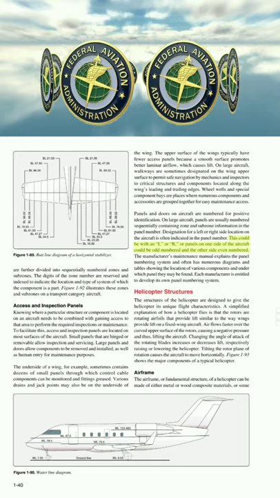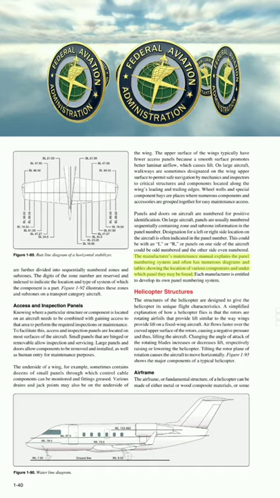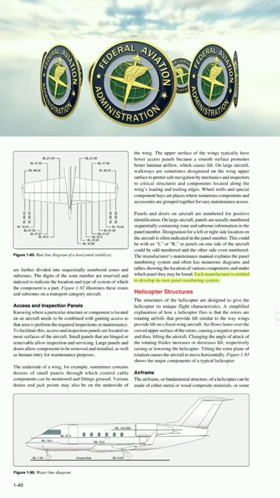The manufacturer's maintenance manual explains the panel numbering system and often has numerous diagrams and tables showing the location of various components and under which panel they may be found. Each manufacturer is entitled to develop its own panel numbering system.